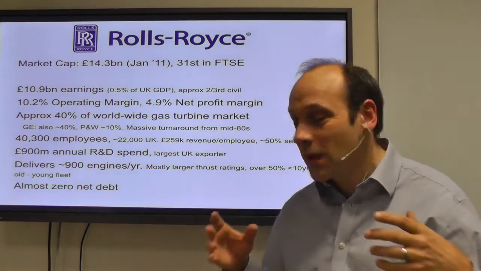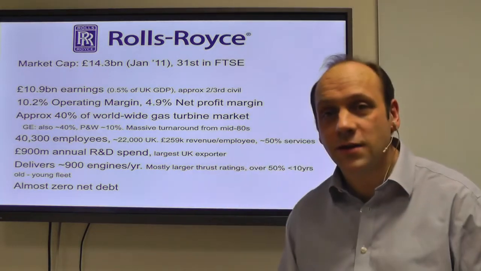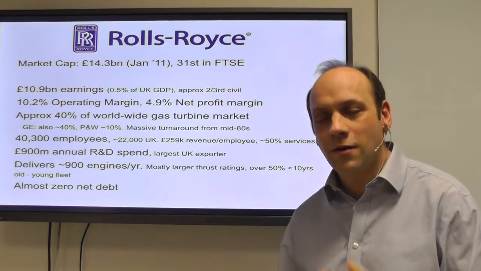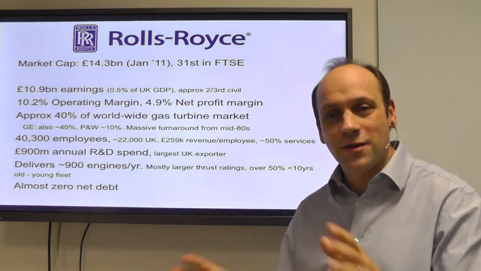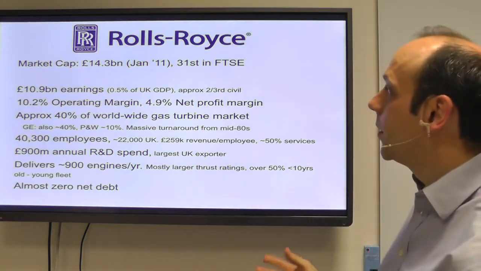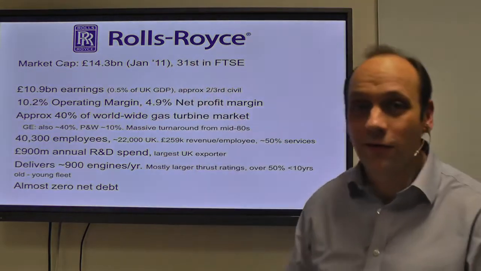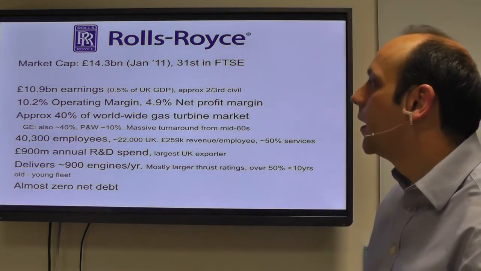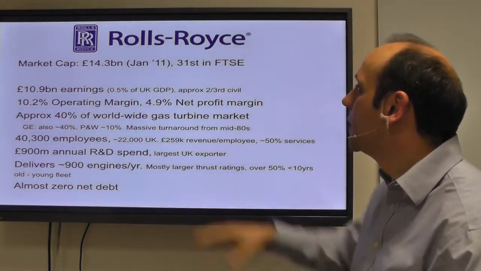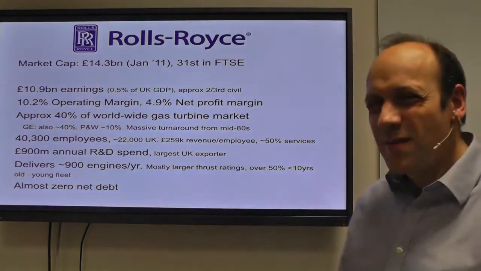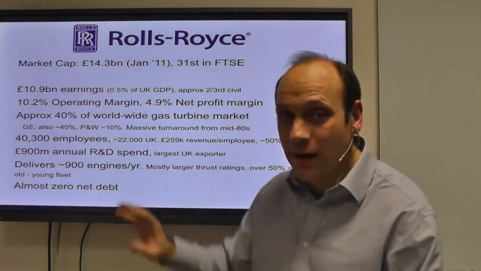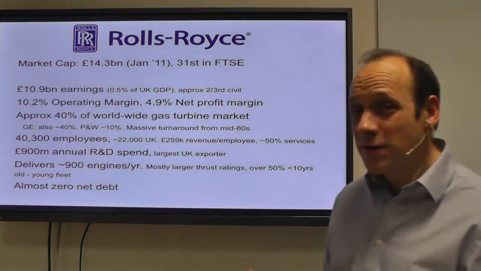Why do we do this? So thinking a bit about this company, Rolls-Royce, they are the UK's largest exporter, the UK's largest export business, including all the invisibles, any invisible earnings from banks and so on. They are a big company. This is 2011 figures for the 2010 year. They have a market cap of some tens of billions, something like 15 billion. They're in the middle of the FTSE 100 index. They have about 11 billion in earnings a year, which is about 0.5% of UK GDP.